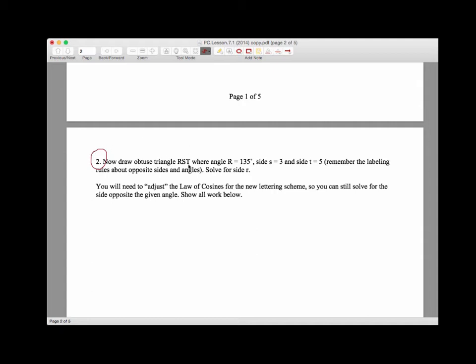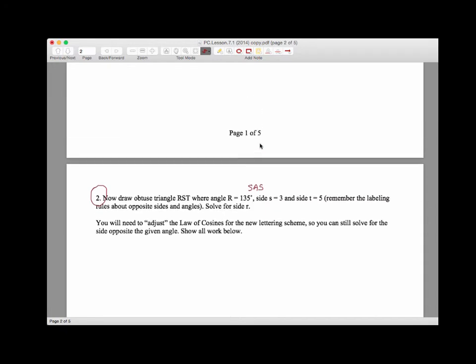Problem number 2 is a good practice problem. I'll let you do that. Of course, we're going to have to adjust our letters because the letters are not A, B, and C. They are R, S, and T. Well, it's still two sides and the angle in between them. So it's still side angle side. So the law of cosines is the right law to use.